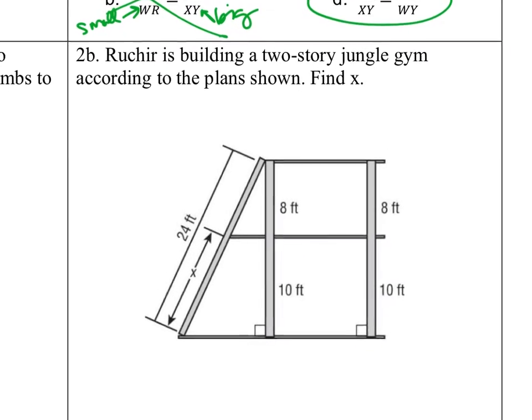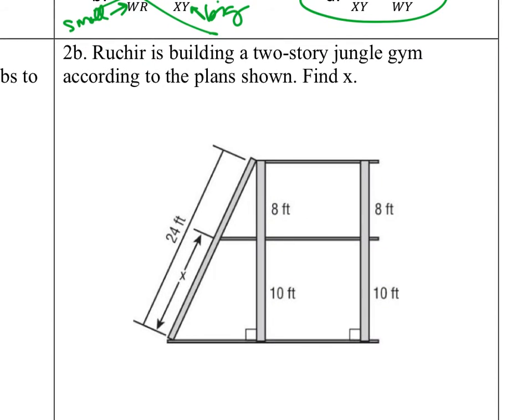All right, so 2B, Mr. R is building a 2-story jungle gym according to the plan shown. Find X. Okay, so X is right here. We see this is this small portion. In order to find X, we need to say, okay, let's look at what we have. We have these two small parts, and then we have this long measurement. So I need to think of this in portions.